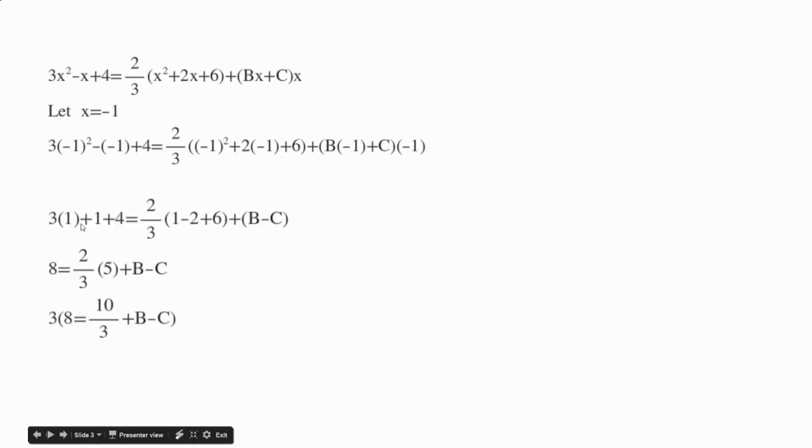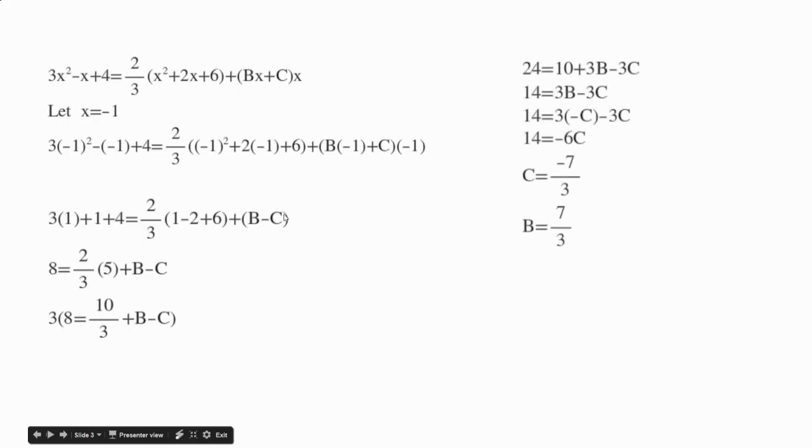You have 3 times 1 plus 1, the signs cancel, and then plus 4 equals 2/3 times 1 minus 2 plus 6 plus B minus C. So 3 plus 1 plus 4 is 8 equals 2/3 times 1 minus 2 plus 6 is 5 plus B minus C. So now we want to get rid of that fraction, so we're going to take that equation here, and we're going to multiply it by 3. 8 times 3 is 24, so that's going to give you 24 equals 10 plus 3B minus 3C. Subtract 10 from both sides to get 14 equals 3B minus 3C.